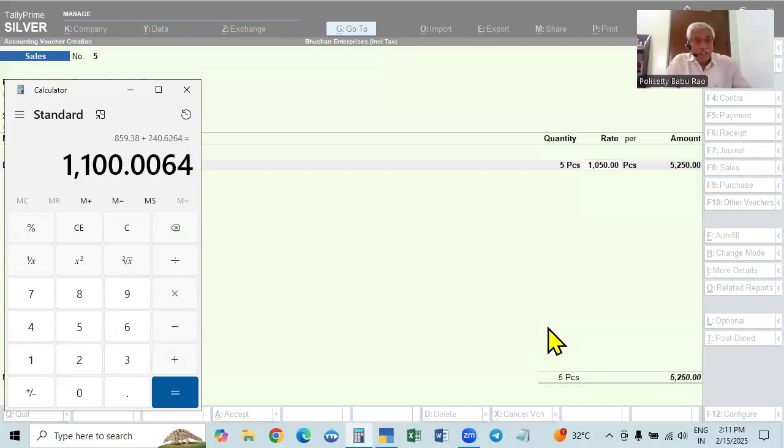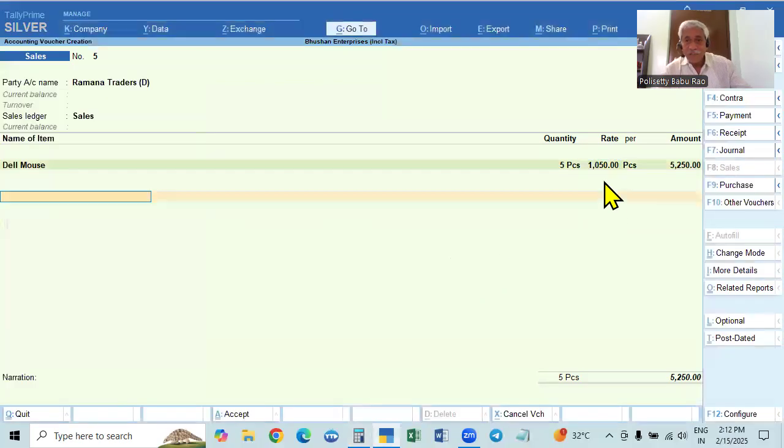So the total amount will be 1100. If there are two decimals, the 64 is left off, and it becomes 1100.01. This is the price, so this 1 paisa difference can be rounded off. So 1100 rupees. Like this, we have to divide the price rate inclusive of tax into taxable value and tax. When you are giving the bill, you have to divide it into taxable value and tax, then put that.